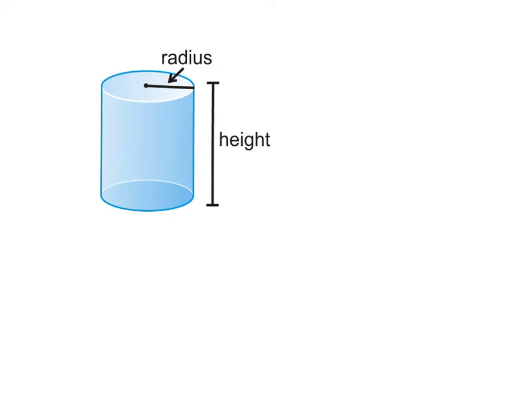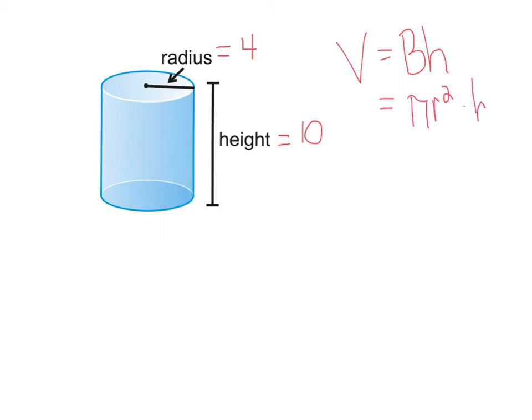Okay, so here is a cylinder. We have a radius and a height. So if our radius is 4 and our height is 10, we're going to find the volume. So volume equals area of the base times the height. Area of the base is pi r squared times the height. So now I just have to plug in my numbers. Instead of r, I'm going to put 4. And instead of h, I'm going to put 10. So I'm going to just put the rest, pi, and then 4 squared times 10.